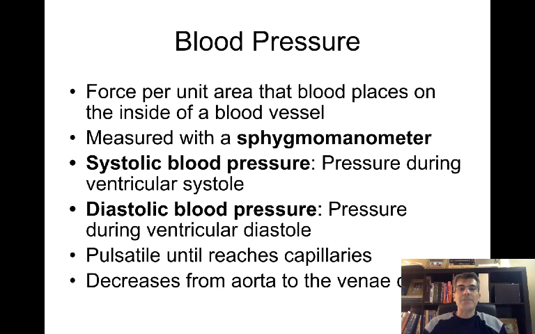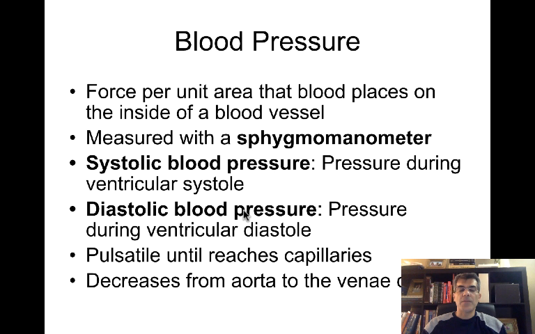And the last part of this discussion would be about blood pressure. To take blood pressure, we're going to use something that's called a sphygmomanometer. When you take your blood pressure, you have two numbers in the form of a fraction. The top number is called systolic blood pressure. The lower number is called diastolic blood pressure.